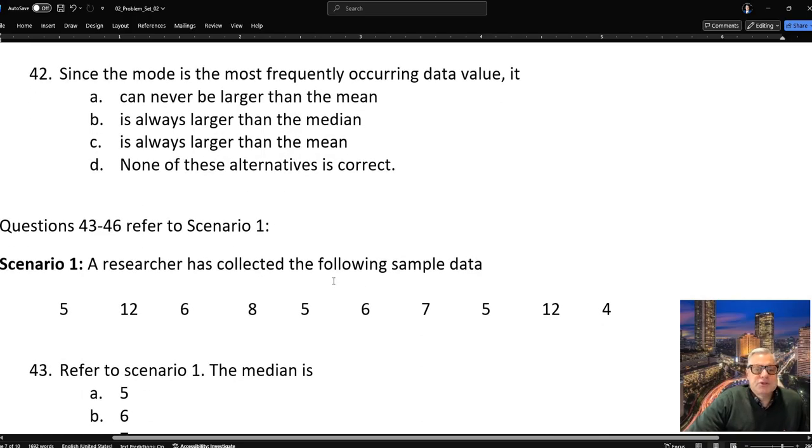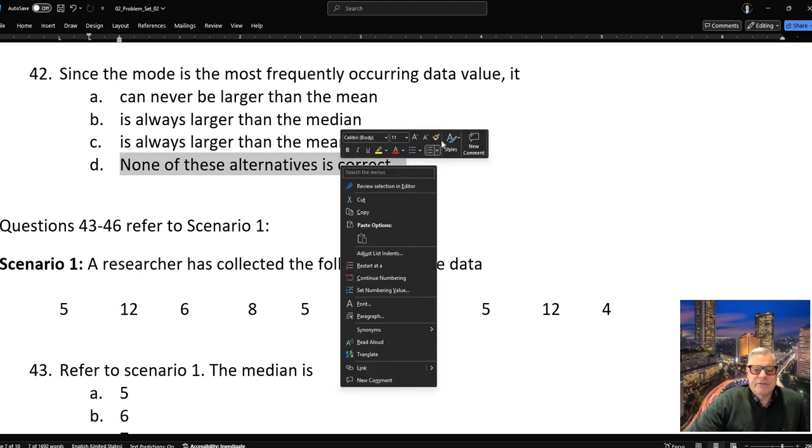Since the mode is the most frequent occurring data value, it can never be larger than the mean. No, that sounds silly. Is always larger than the median? No. Is always larger than the mean? No, in statistics there's never anything that's so deterministic between the various measures of central tendency.